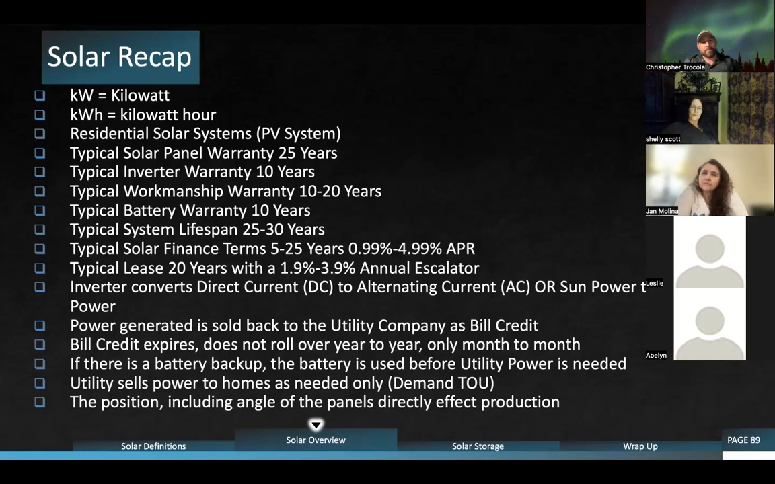Chris, didn't you say that our workmanship warranty was 25 years? Yep, but typical workmanship warranties for other companies are 10 to 20 years. But on the test, is it going to say the typical or is it going to say ours? Ours. This one here on your list, 10 to 20 years, is just for competition. This is just that competition sliding scale.